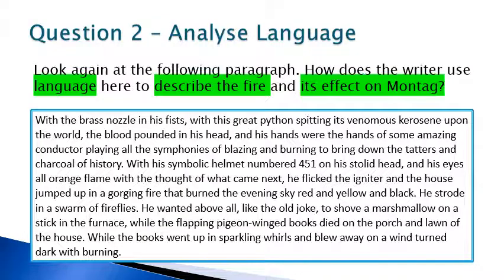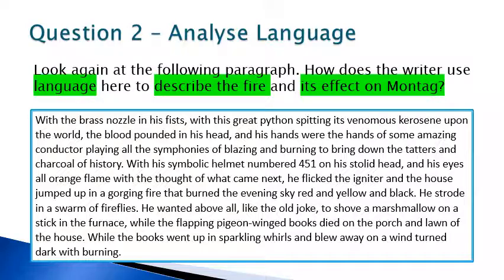So we're going to have a look at a particular extract. Question 2 will always ask you to look at one particular short section, and it will ask you to pick out how the writer uses language to describe something, and it will give you a keyword. So in this one it says, how does the writer use language here to describe the fire and its effect on Montague? And just for ease there, I've highlighted for you the keywords. So it's about language, about the fire, and its effect on Montague.